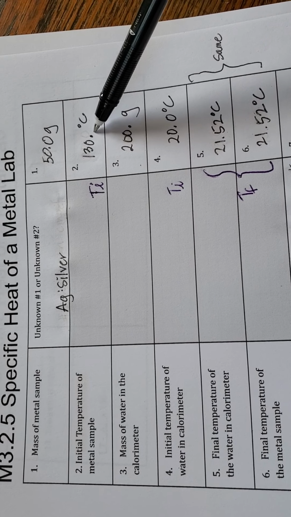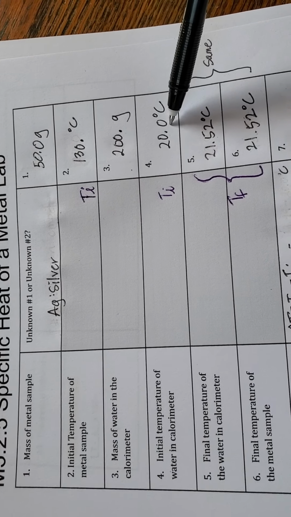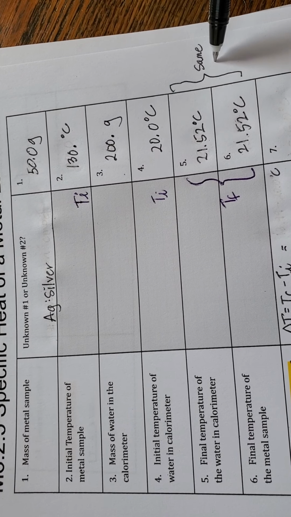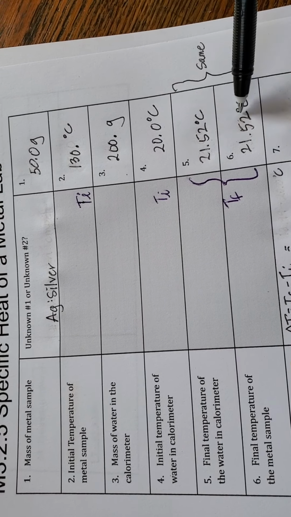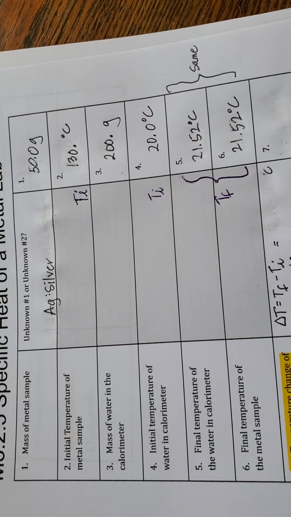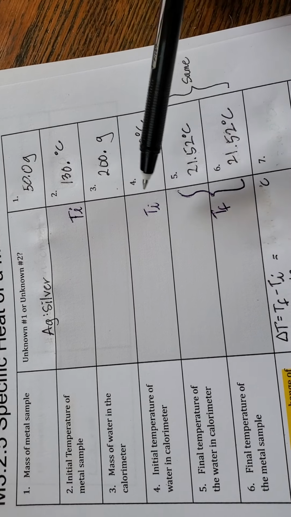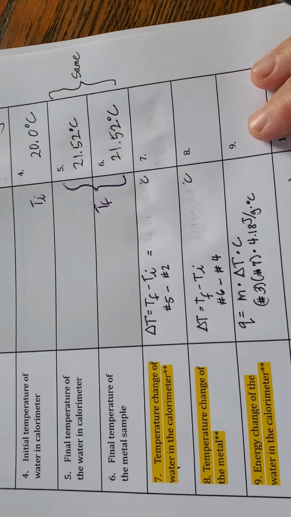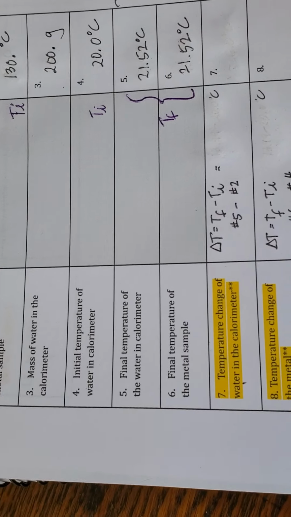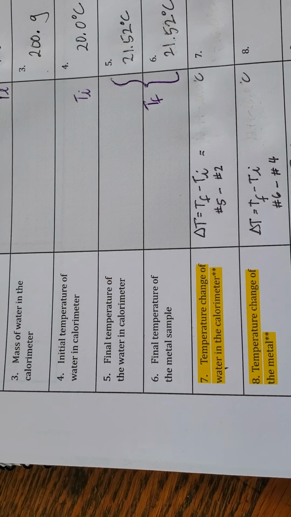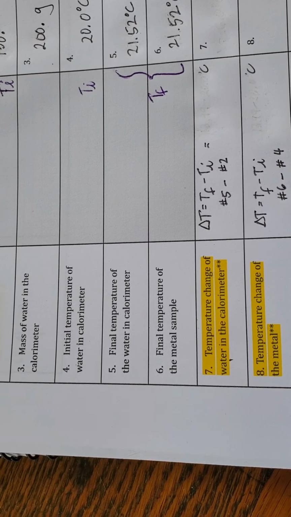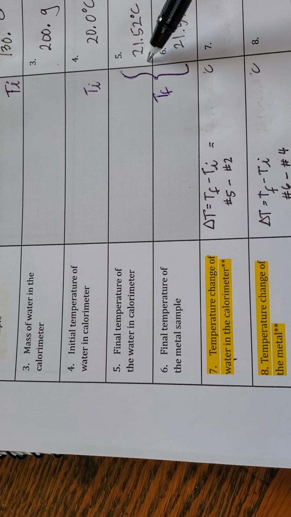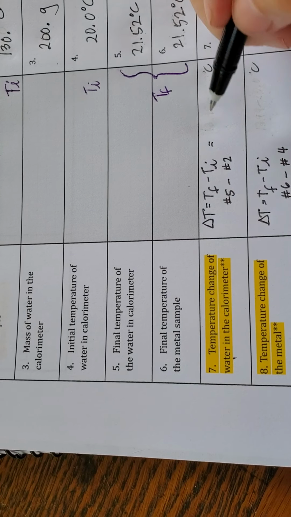You want it to be hot, and water and its initial temperature, and then in the simulation these two are going to be the same final temperature because they're in the calorimeter together. Okay, so I labeled these as final temperature. This is my initial, this is my initial. Okay, so when we start doing these calculations, number 7 says temperature change of the water in the calorimeter. So I'm going final minus initial. My final is number 5 and my initial is number 2.